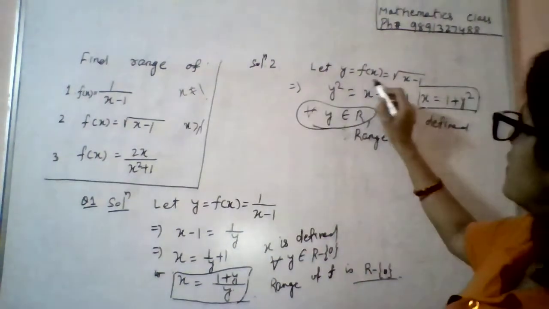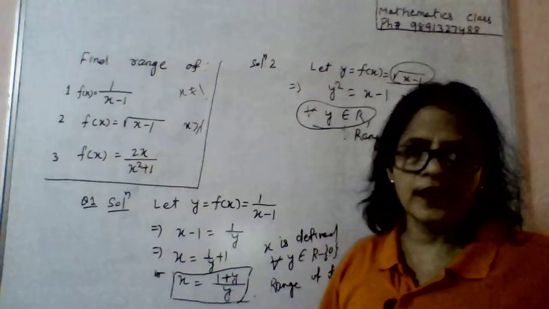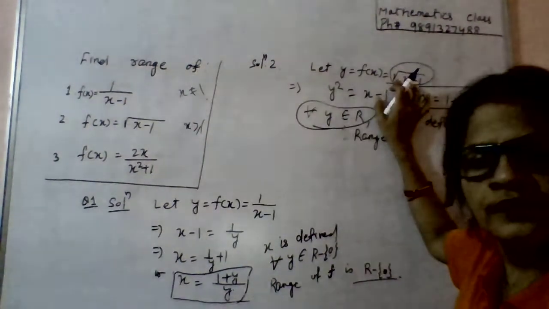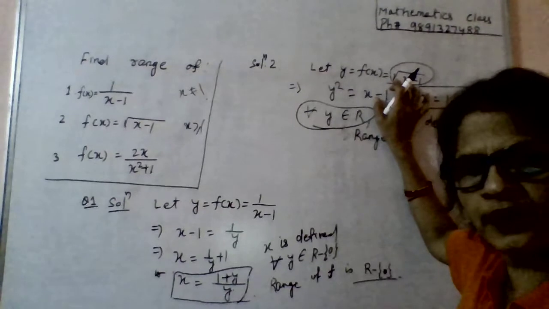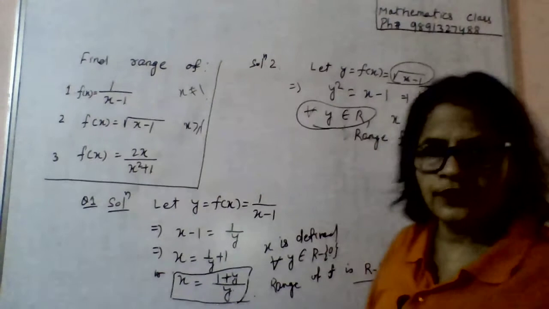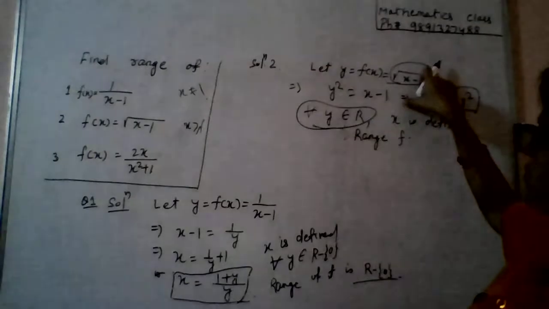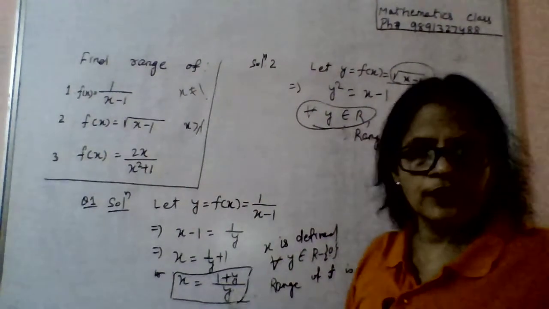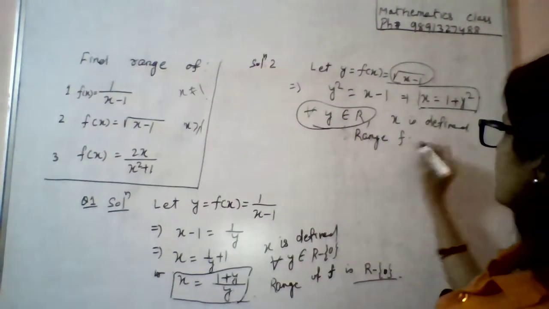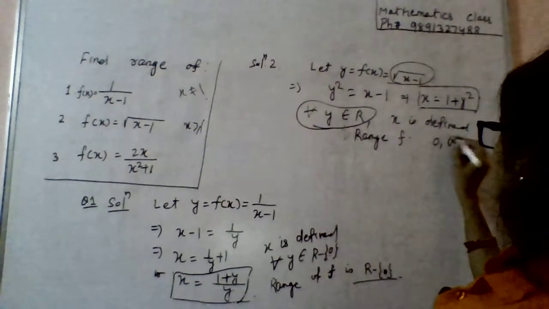So here you see we are taking y equal to f(x) equal to under root x minus 1, right? So here you see y cannot be negative. So it means y has to be non-negative. Y can be 0 or y can be greater than 0 because of this f(x) equal to under root x minus 1. We are not given plus minus. So y cannot be negative. So range of f will be, you can write here, [0, infinity).